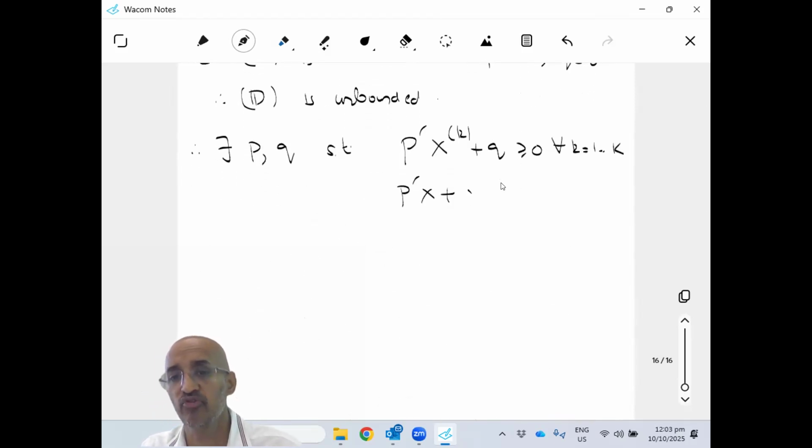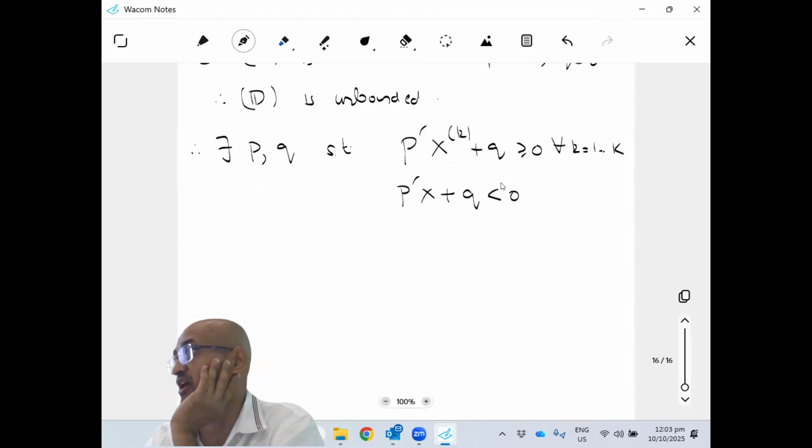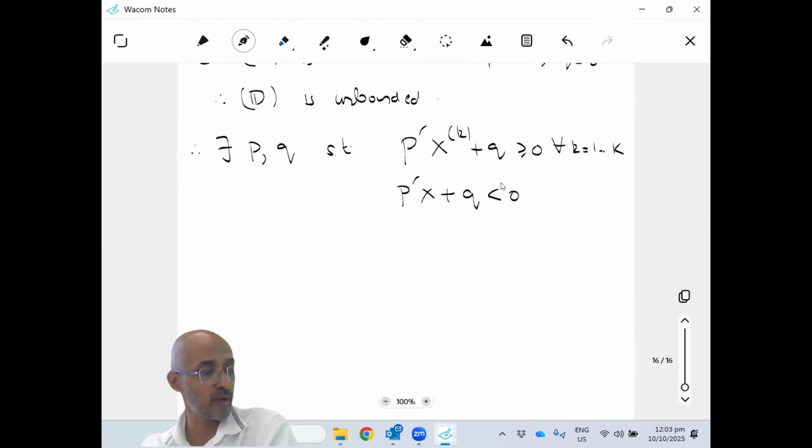And p transpose x plus q is strictly negative, because then I can keep scaling. I can multiply p by lambda times p, q by lambda times q, where lambda is non-negative, ensure this condition is satisfied, and move this value down to minus infinity. This is unboundedness.